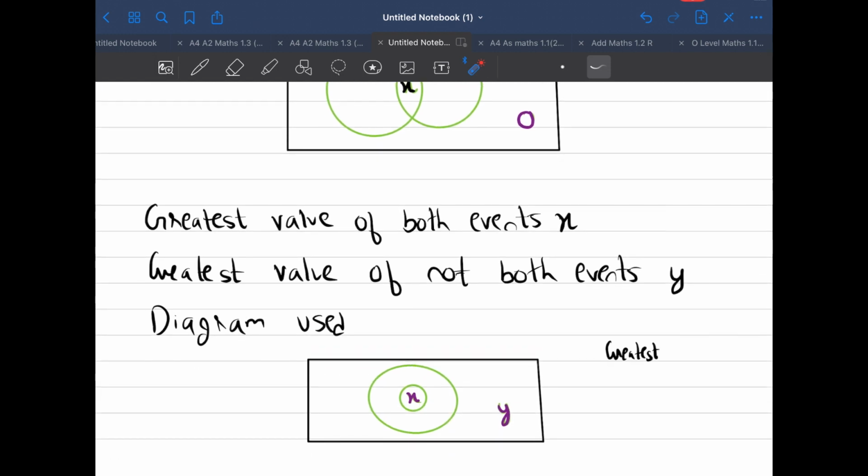Now let's move to greatest value of both events and not both. In the concept of greatest value of both events and not both events, you need to make a Venn diagram which involves a subset. The circle, the set inside, will always be the one which has less value, and the set outside will always be the one which has bigger value. X is the greatest value of both events and Y represents what? Greatest value of not both events. You'll get this concept once I'm done with the first question.